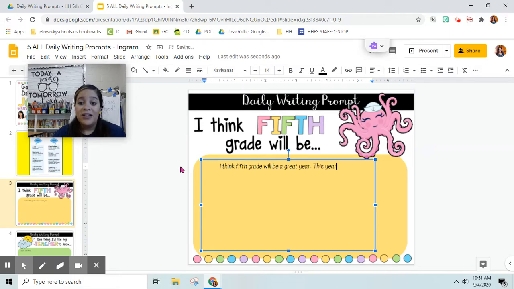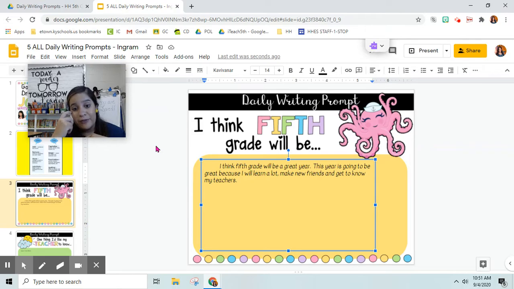This year is going to be great because I will learn a lot, make new friends, and get to know my teachers. That introduces the 3 ideas that I'm going to be speaking about in my paragraph. So the next few sentences are supporting sentences, supporting details that will back up this big idea of mine of why fifth grade will be a great year.